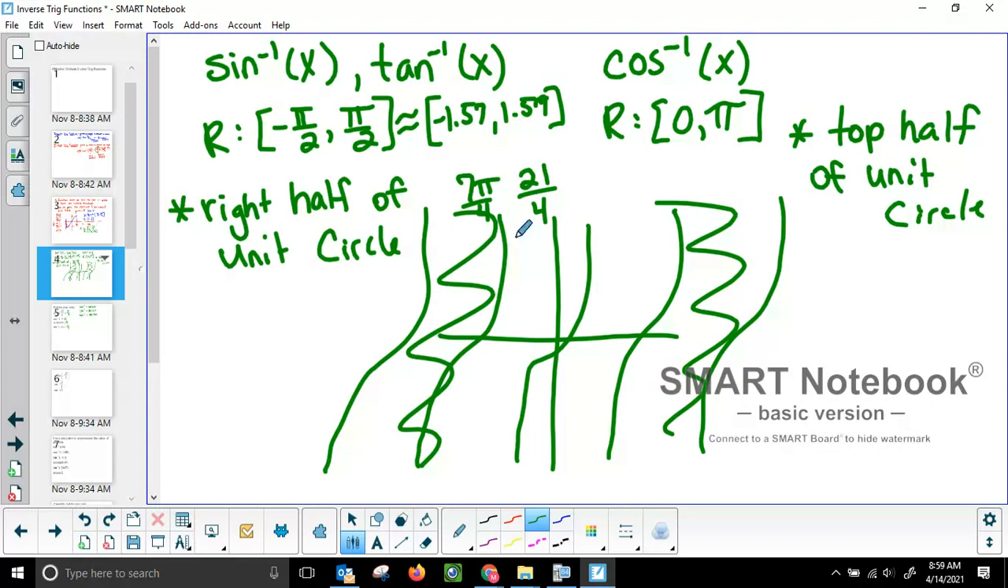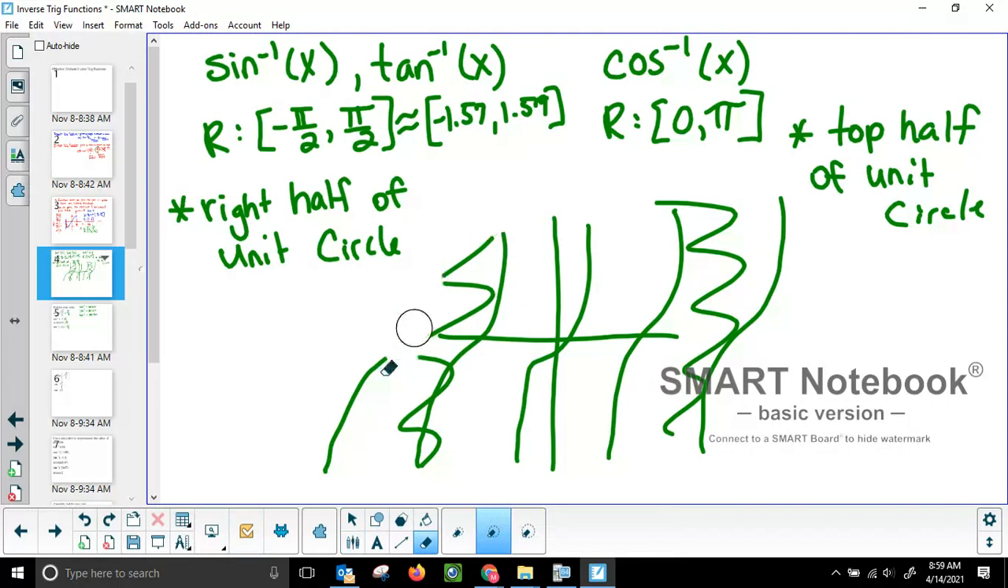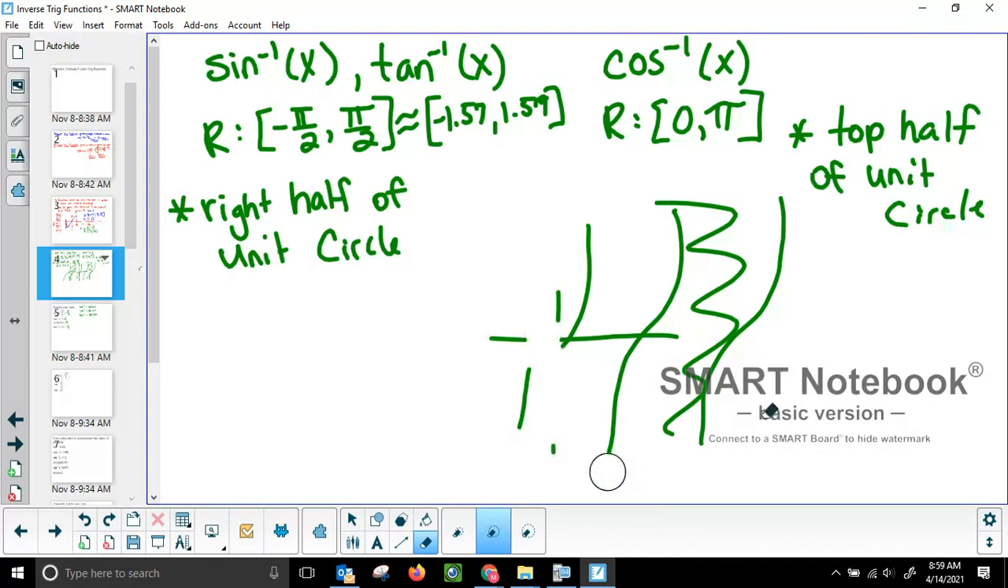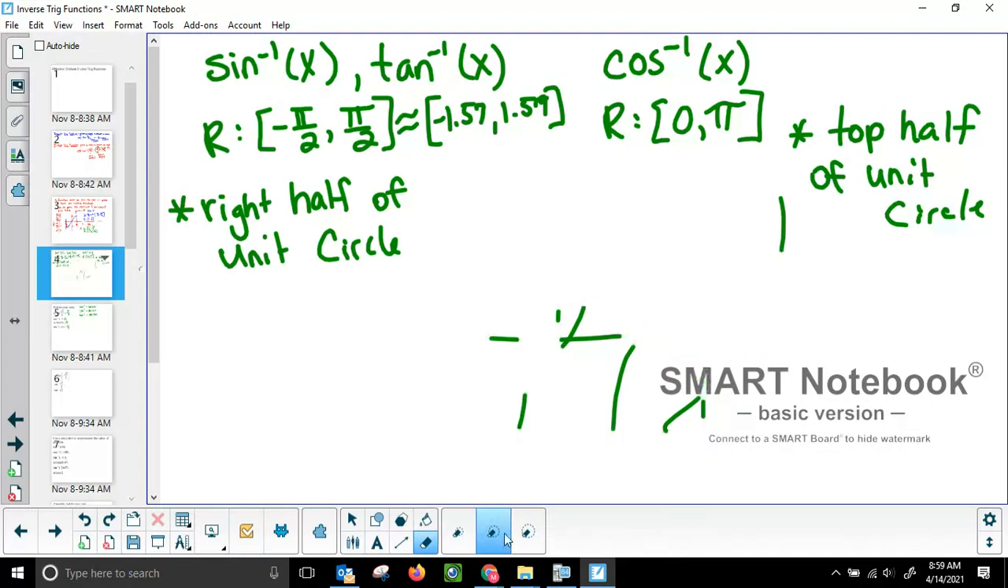So we aren't allowed to call that 7 pi over 4. We have to use its coterminal angle. Remember, we've talked about coterminal angles. Just subtract 2 pi from it, right, and you get that negative coterminal angle that we need. So if you call it 7 pi over 4 on the test, you're going to be wrong, because we're not allowed to use 7 pi over 4. We have to be very careful about that.